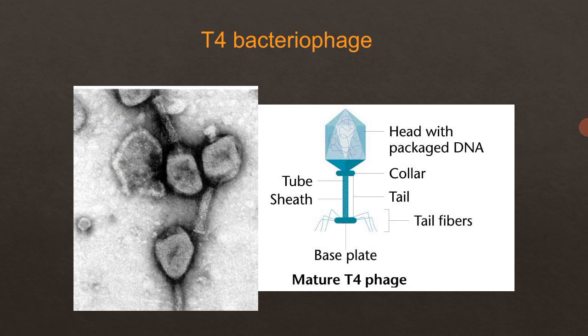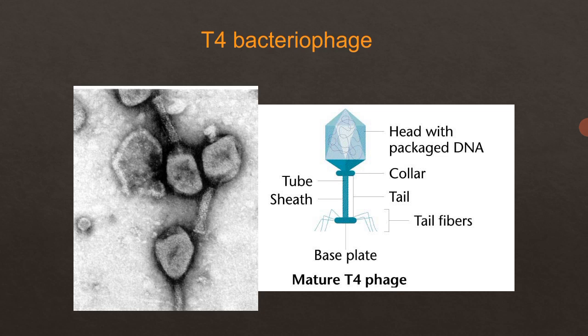A bacteriophage will contain three parts in its body. First is a head. Inside its head, there is the DNA packaged. Then there is a collar, then the tube and the sheath. And the last portion is the tail fibers. The tail fibers help the bacteriophage to attach to the bacterial cell wall.